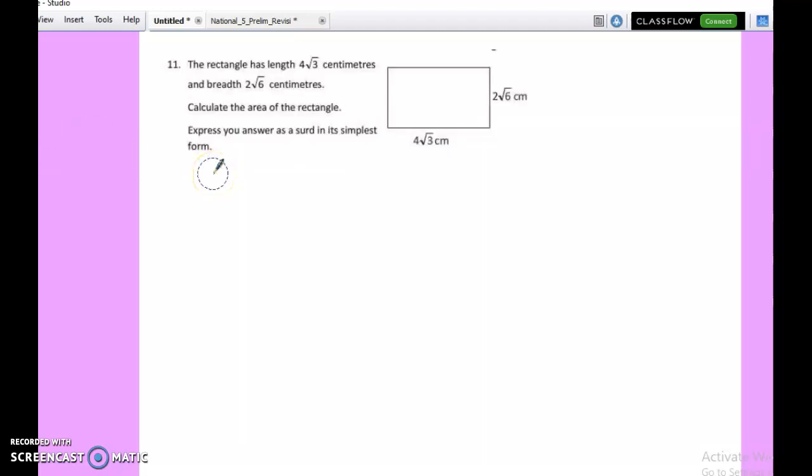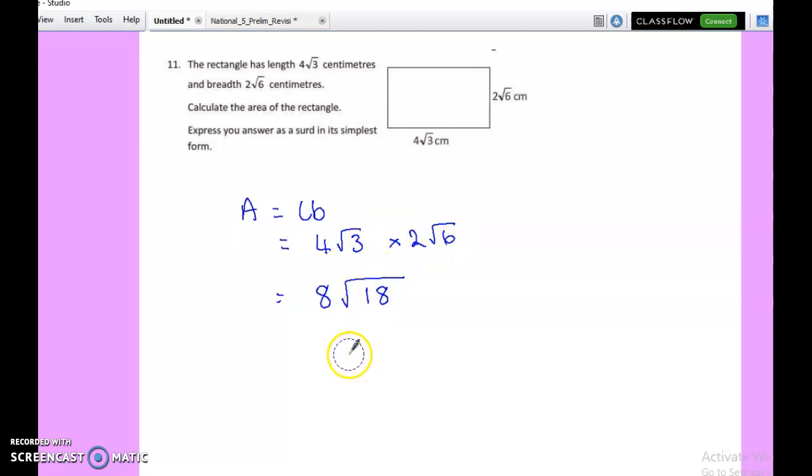Number 11, last one then. We want to calculate the area of the triangle, answer in simplest form. Okay, area of a triangle is the length and width. So we're doing 4 root 3 times 2 root 6. Numbers multiply as usual. 4 times 2 is 8. Numbers under a square root sign can be multiplied with the others under a square root sign. So 3 times 6 is 18.